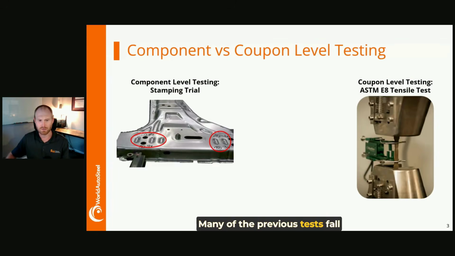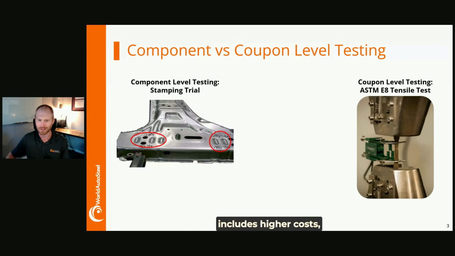Many of the previous tests fall under the category of component level testing, though. Component level testing often emulates expected loading conditions on components or assemblies. A common example of this would be, say, a stamping trial. Conversely, coupon level testing loads material specimens in a controlled fashion to best understand the material's behavior with well-defined boundary conditions. A very common example of this would be the routine tensile test.